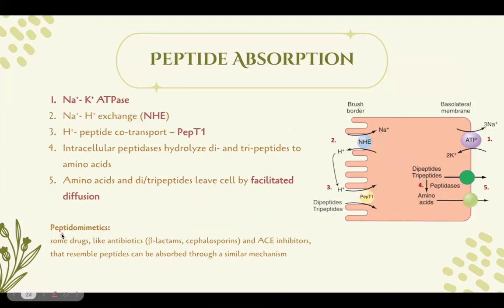Something that we should know about is called peptidomimetics. Just know it very briefly. This has to do with pharmacology. Basically, there are some drugs which resemble peptides, and those include antibiotics like beta-lactams and cephalosporins, and they also include ACE inhibitors. These drugs resemble peptides, so they can be absorbed by similar mechanisms. So when you take them orally and they go to your GI, they can be absorbed by these similar mechanisms because essentially they are peptides.